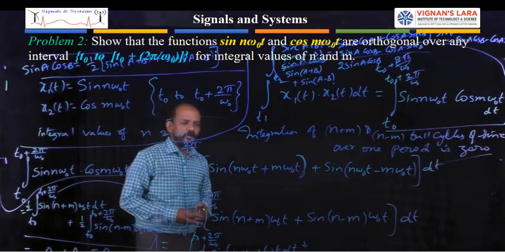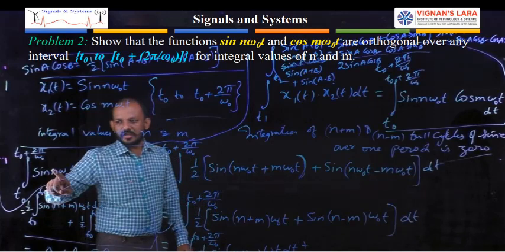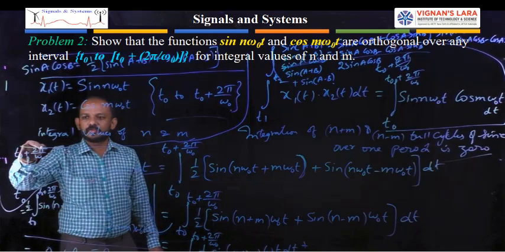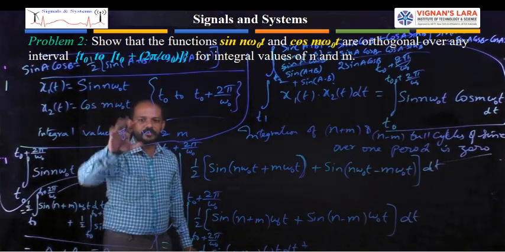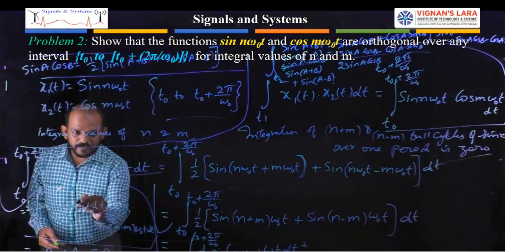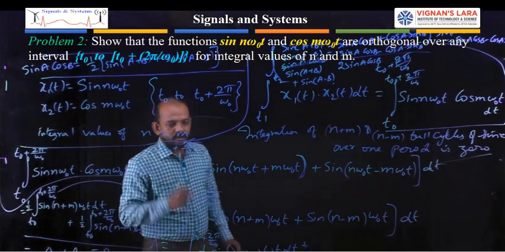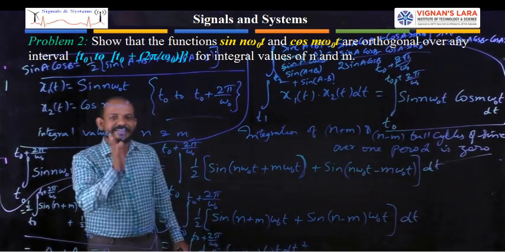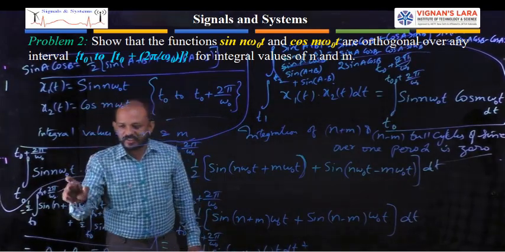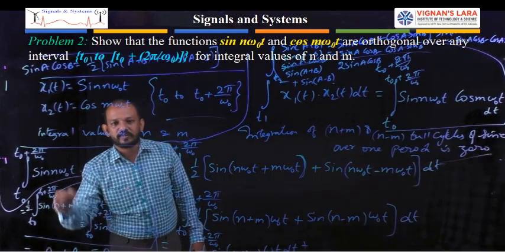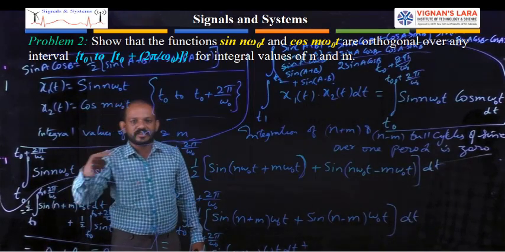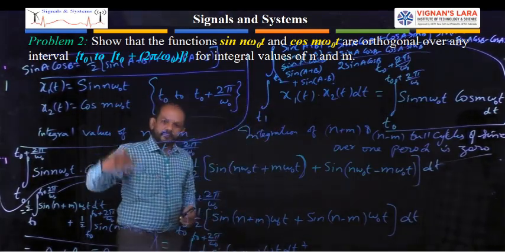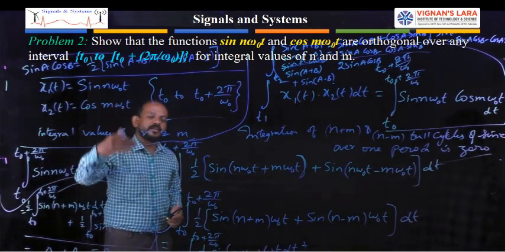So here what we proved? We proved the given problem, that is, sin n omega naught t and cos m omega naught t over the interval t naught to t naught plus 2 pi by omega naught are orthogonal for integral values of n and m. So we have to consider n and m values like 1, 2, 3, 4, 5, 6, 7. So these are the integral values of n and m. If you consider only integral values, then only we can get 0. Otherwise we won't get the zeros. For that reason they have given integral values of n and m. So this is the solving of the second problem and proving that the given signals are orthogonal.